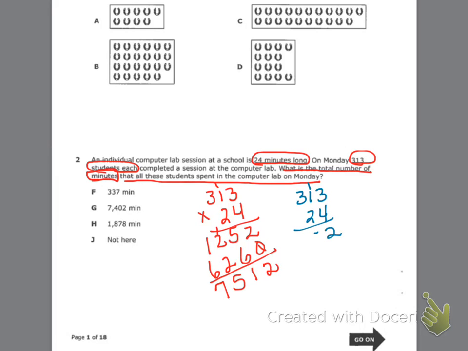12. So 1 times 2. And you add 11. I've got the same answer, 7,512 minutes. So that tells me the answer is not here.